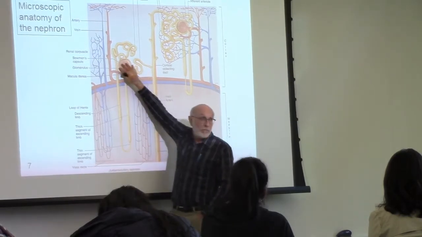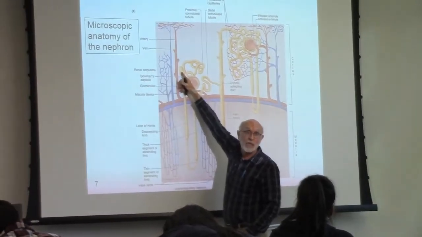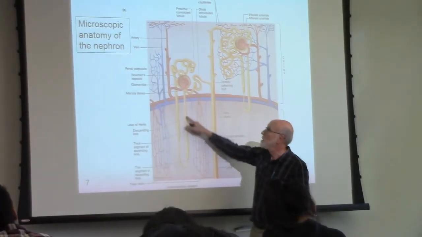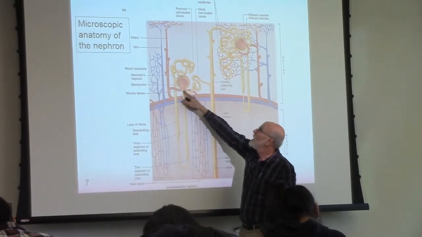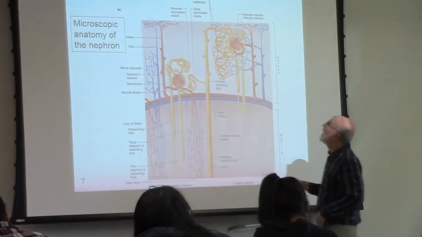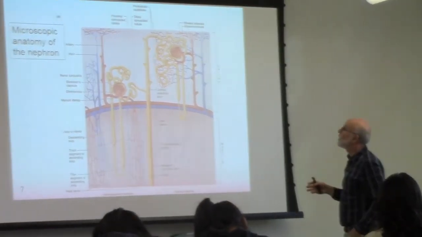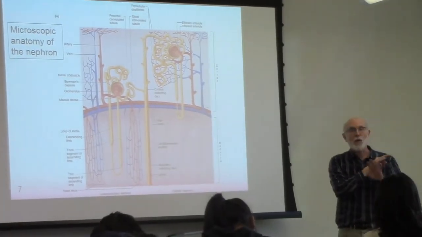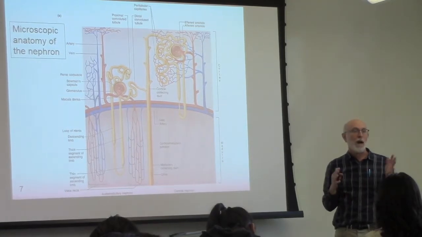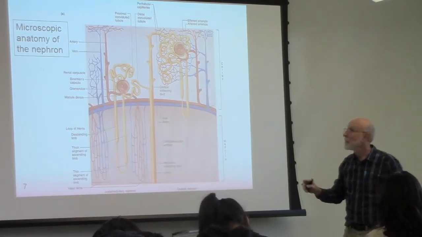So filtration happens at the glomerulus. Reclamation, recovery, happens in the proximal tubule. Water recovery, specifically, is going to happen in the loop of Henle, which then goes into a distal tubule. Your text calls it the distal convoluted tubule. There's a part of it that is called the distal straight tubule. Again, don't spend any cognitive energy on convoluted versus straight. If you see distal straight and distal convoluted, it's all distal. That's the key point. Distal.